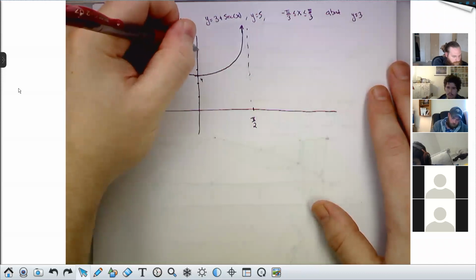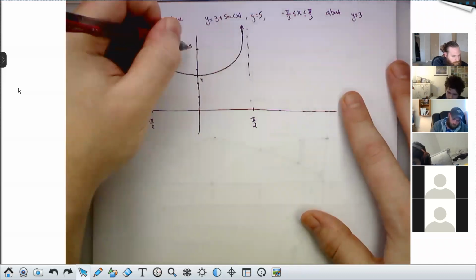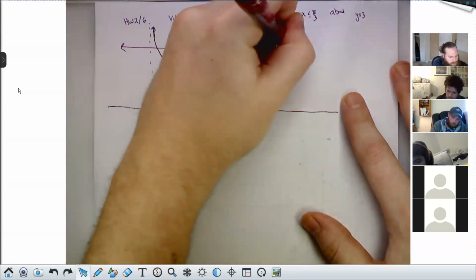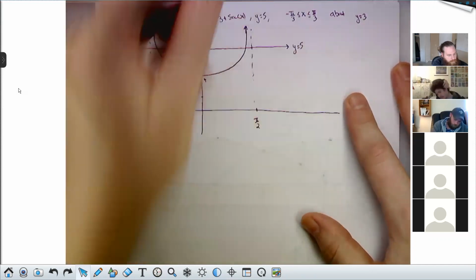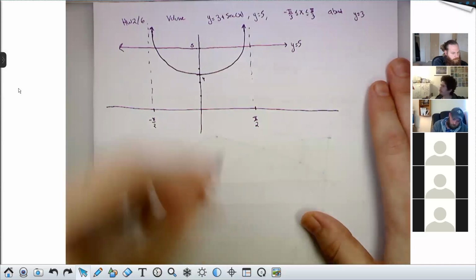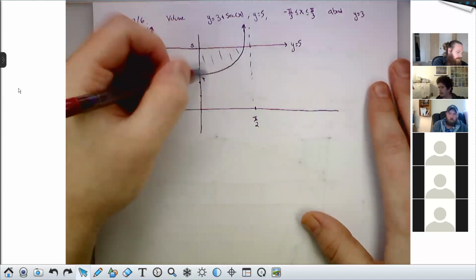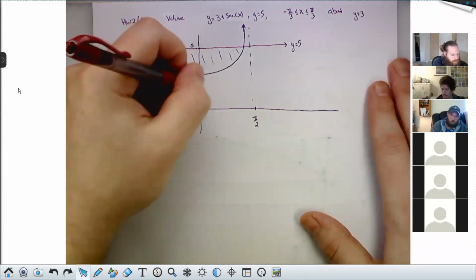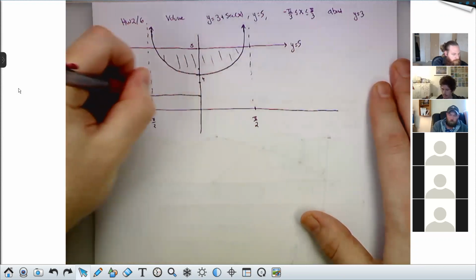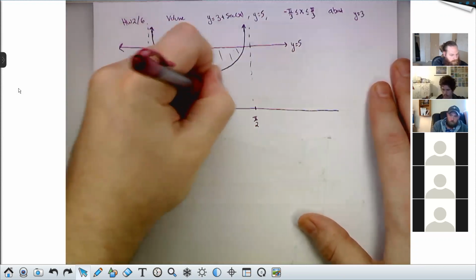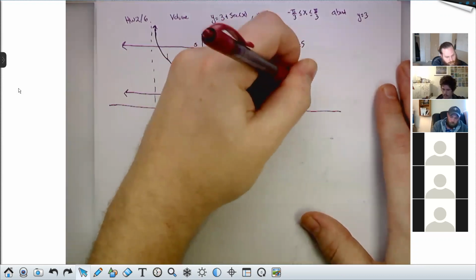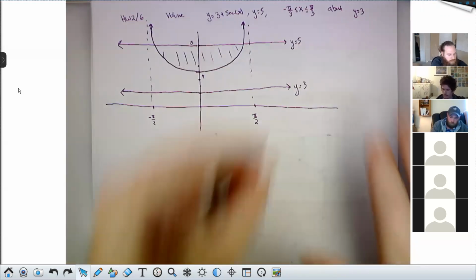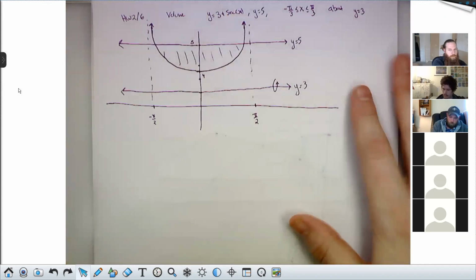I'll call this up here 5, because y equals 5 is one of my boundary curves. I need to draw in the horizontal line y equals 5. So my region is this. And I want to rotate about the line y equals 3. So down here, I'm going to call this 3. I know things aren't perfectly to scale, but you label everything and it's all right. So here's my region and my axis of rotation. Step one done.